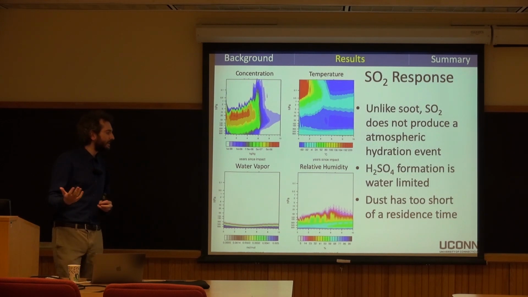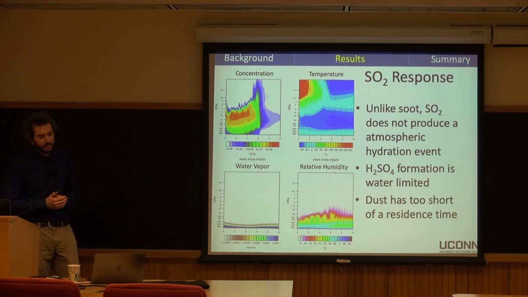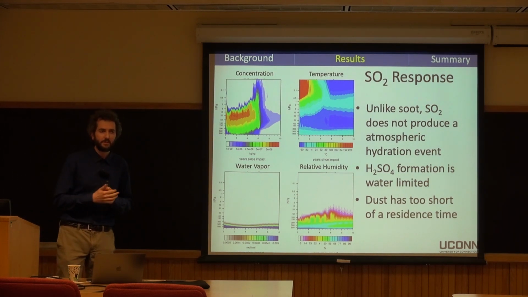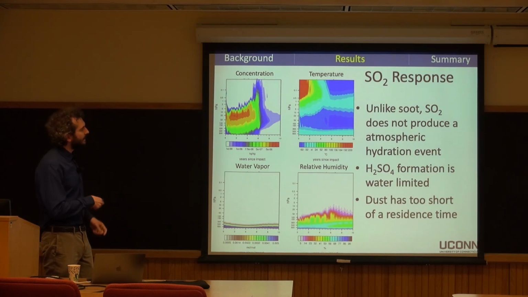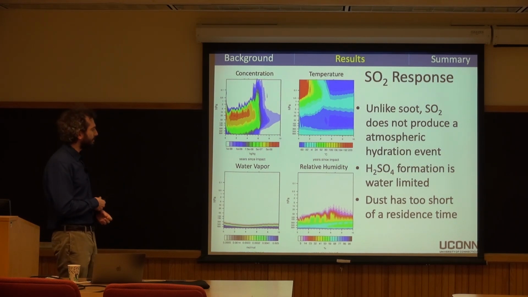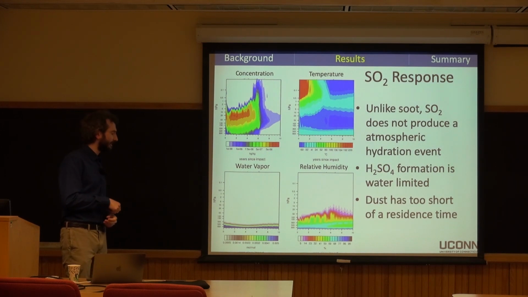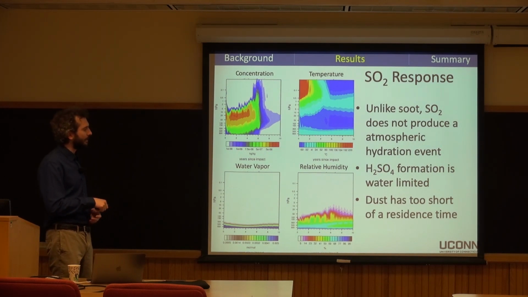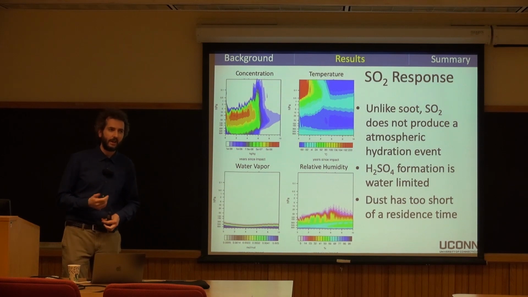And I won't go through the same process for the SO2 and the dust emissions, but we really don't get this same type of response from them. The heating stays higher in the atmosphere with the SO2 emissions. You don't get the removal of the cold trap. Water vapor stays where it should in the lower levels of the atmosphere, and you don't really have that wet deposition.